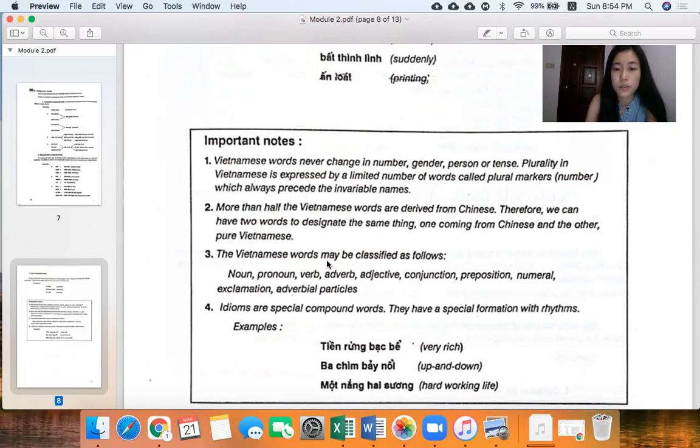3. The Vietnamese words may be classified as follows: noun, pronoun, verb, adverb, adjective, conjunction, preposition, numeral, exclamation, adverbial particles. 4. Idioms are special compounded words. They have a special formation with rings. Examples: tiền rừng bạc bể. Ba chìm bảy nổi. Một nắng hai sương.